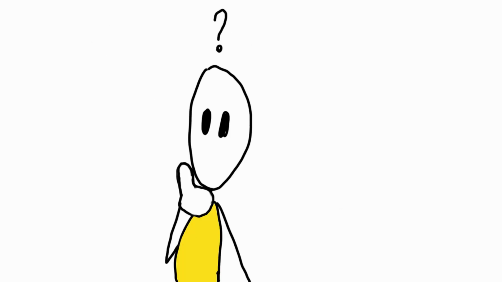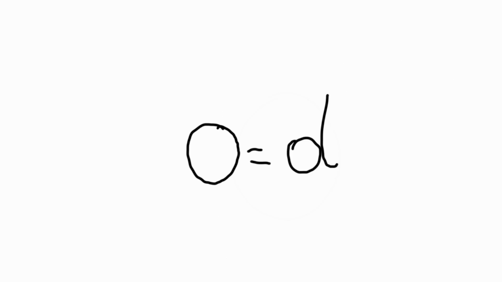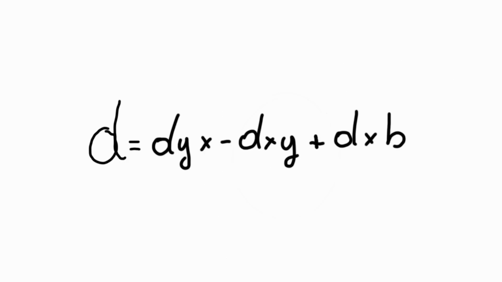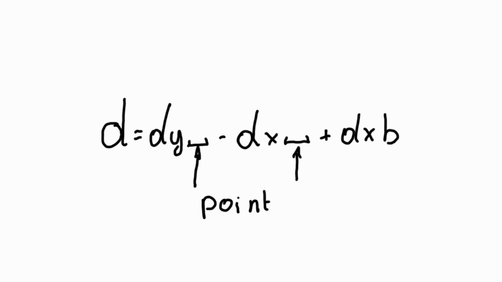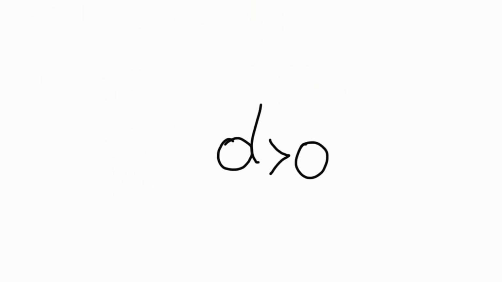But how, you might ask? Well, first, change the 0 to our decision variable from before, and we have a decision formula. This is because when we fill in a point in our algorithm, we get a number. When our number is smaller than 0, the point is above the line. And if our number is bigger than 0, then the point is below the line. Mind blown. Do you see where we are going?